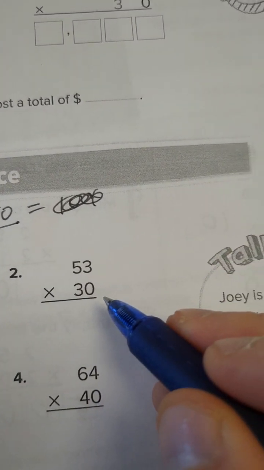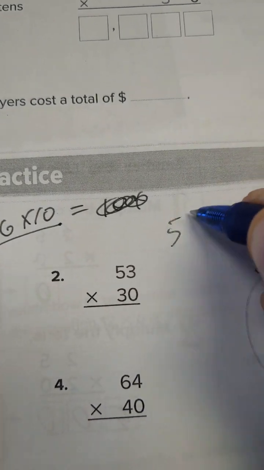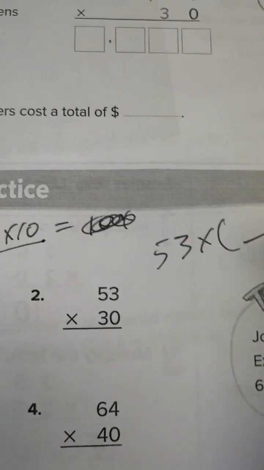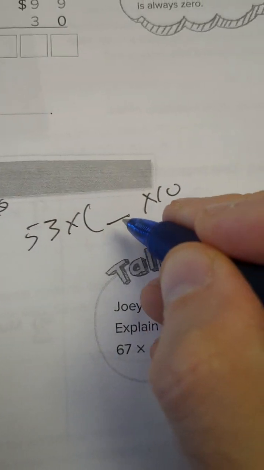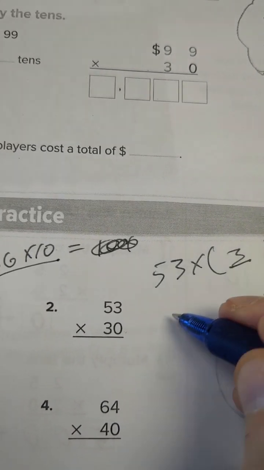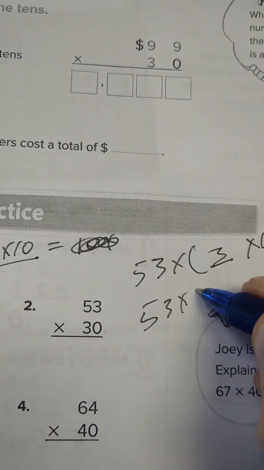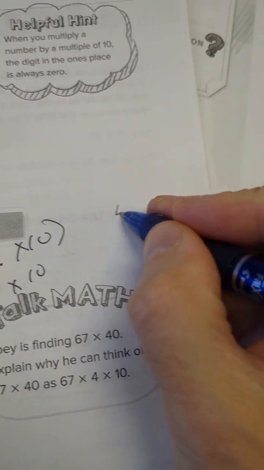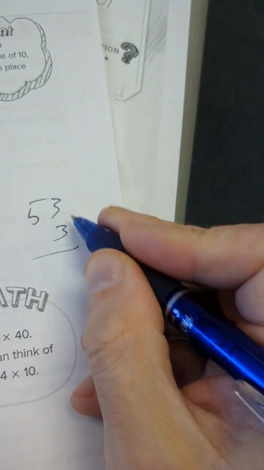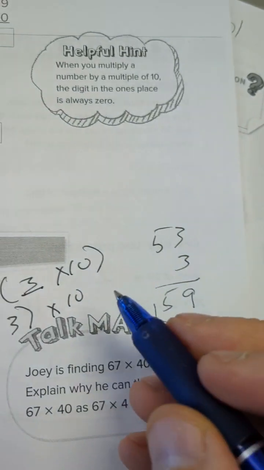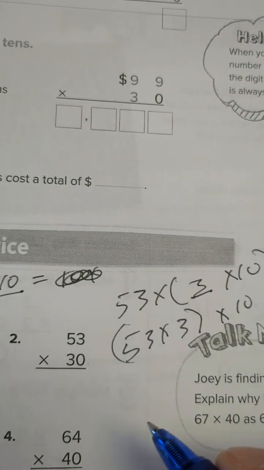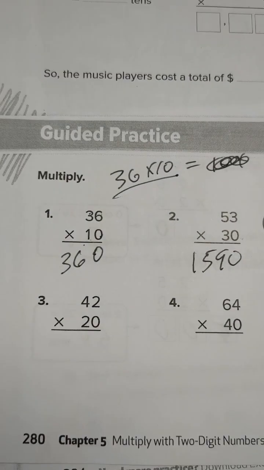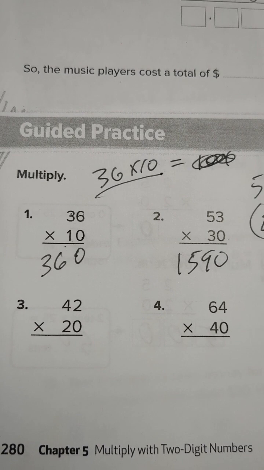Now let's try this one and use that associative property. So 53 times what times 10? What times 10 equals 30? Well, 3. Now let's move those parentheses and say 53 times 3 times 10. Now I might actually need to stack those numbers up and say 53 times 3, that's 9, that's 15. So now we have 159 times 10, should be 1,590.